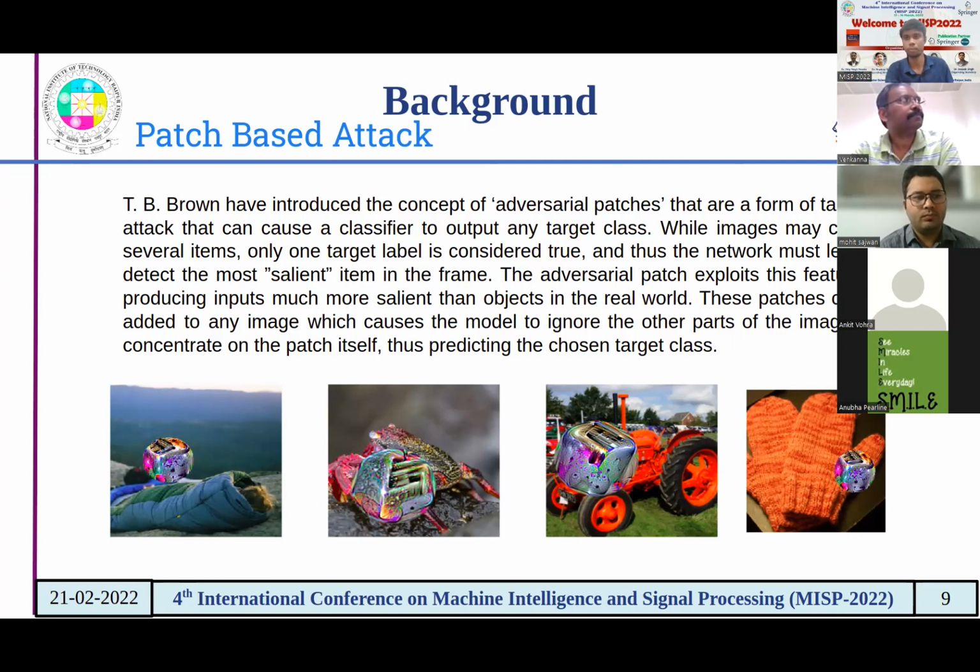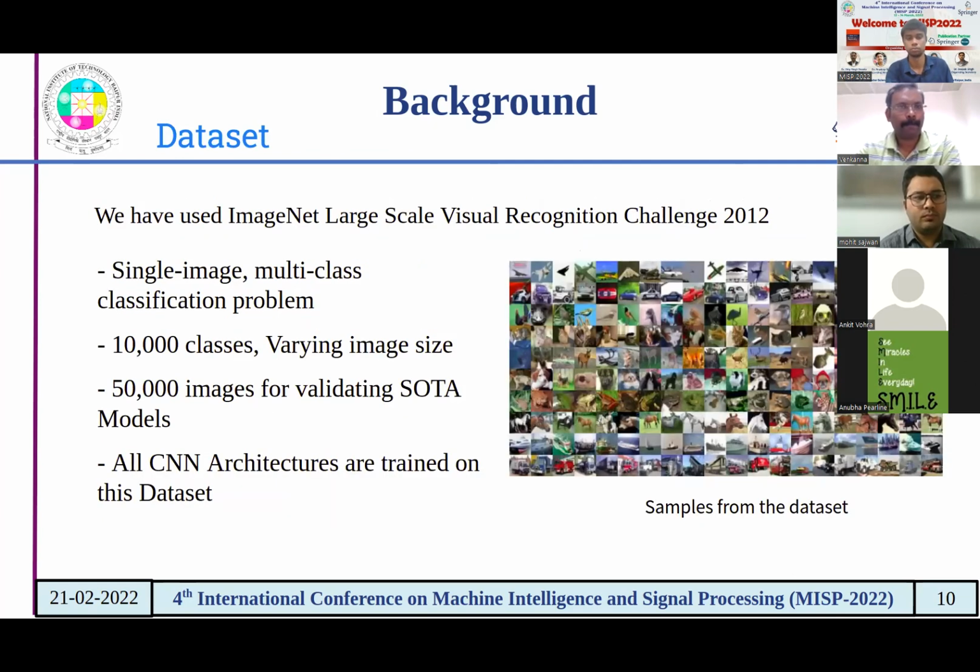So the dataset which we used to test our model and check everything was the ImageNet validation set. It has 1,000 classes of different image sizes. Overall, the size of the dataset was 50,000 images. And till now, all the SOTA architectures are trained on this particular dataset only.